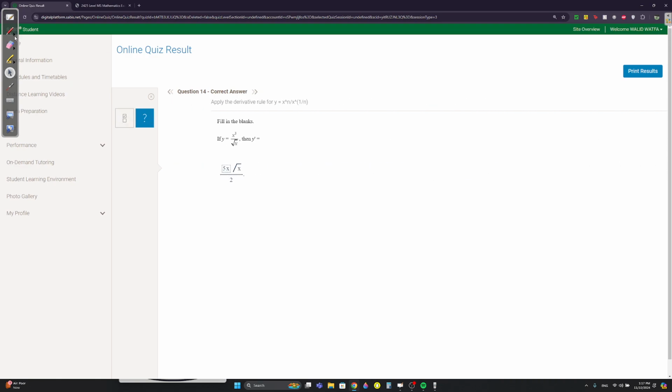Question 14. y equals x cubed over root x, then y prime equals what? So x cubed over root x. What's root x? It's x to the power of 1 over 2. Since when you're dividing powers, you subtract. Like when you're dividing, you subtract powers, right? So you get that 3 minus 1 over 2 is 5 over 2. Okay, so you're going to get x to the power of 5 over 2. And then to derive this, 5 over 2 goes down.